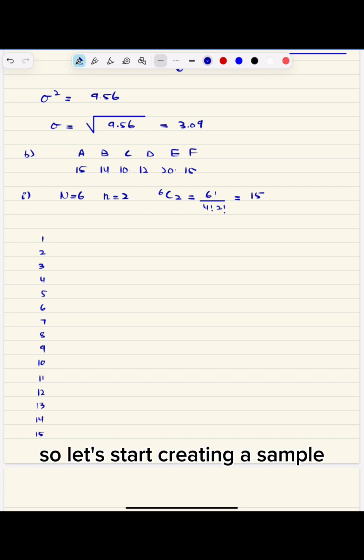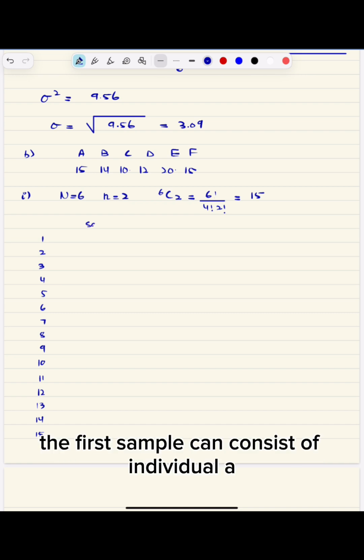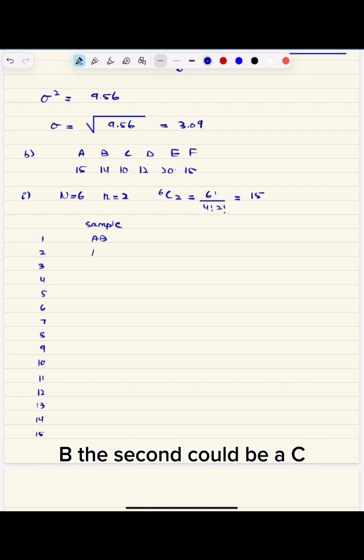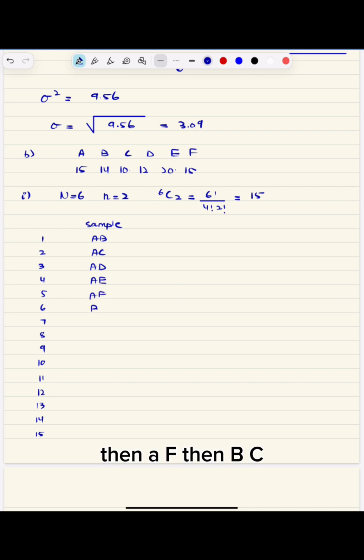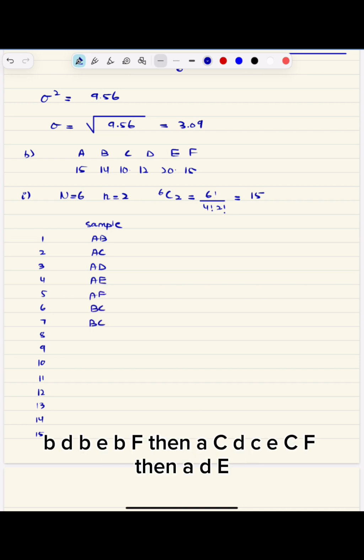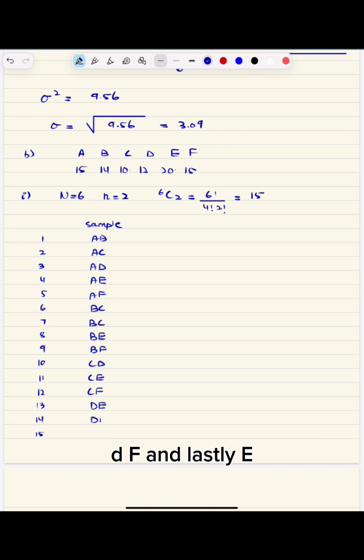So let's start creating the samples. The first sample can consist of individuals A, B. The second could be A, C, then AD, then AE, then AF, then BC, BD, BE, BF, then CD, CE, CF, then DE, DF, and lastly EF.